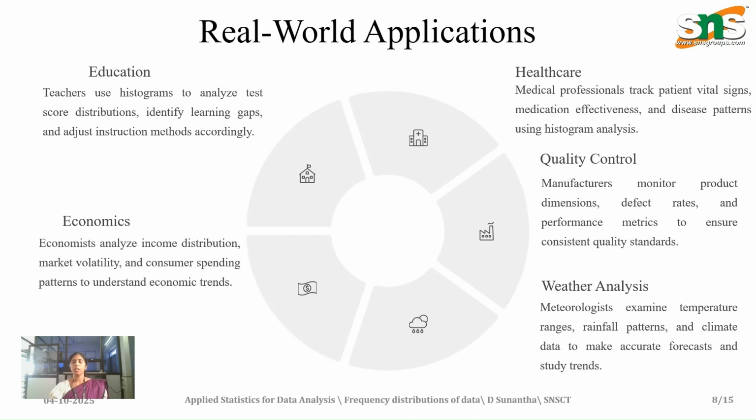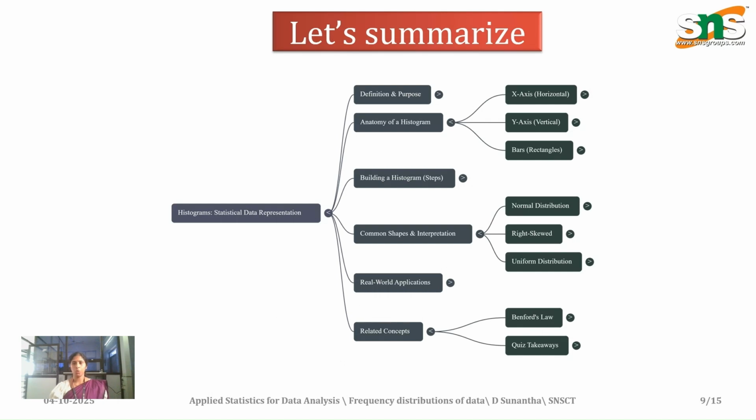Next, in healthcare, medical professionals track patients' vitals, medication effectiveness, and disease patterns using histograms. Next, quality control. In manufacturing, to find the quality of the product and defect rates, we can use histograms. Next, in weather analysis, meteorologists examine temperature ranges, rainfall patterns, and climate data to make accurate forecasts using histograms. Next is a small summary of what we have seen in the video.